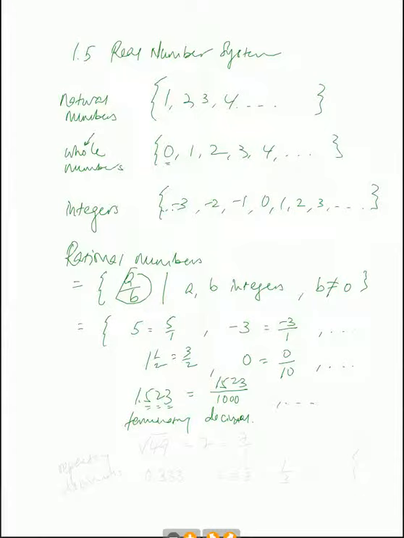So who else is in the group? Things like this, which you've seen earlier: root 49. What's root 49? If you think about it, it's like what times what gives you 49? 7 works, right? And 7 is 7 over 1. So it is rational too.